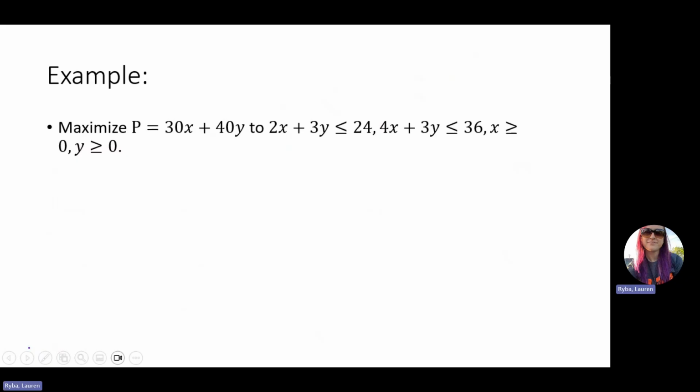All right, so we want to maximize 30x plus 40y. Here are our constraints. 2x plus 3y is less than or equal to 24. 4x plus 3y is less than or equal to 36. x and y are both greater than or equal to 0.